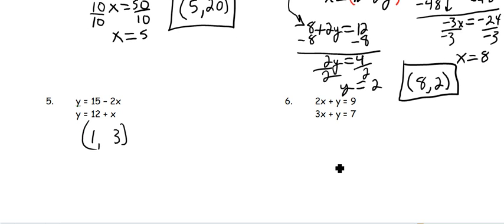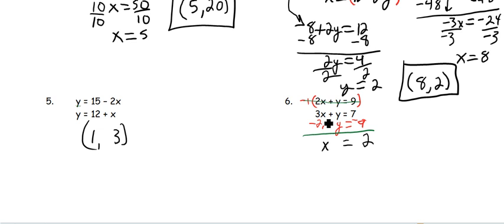All right. Finally, we have number 6. Looks like the easiest way to do this is going to be to multiply this top one by negative 1. And I'm going to write that below here. That would give me negative 2x minus y equals negative 9. And then we're going to eliminate this one, add these together. It gives me x equals -2.